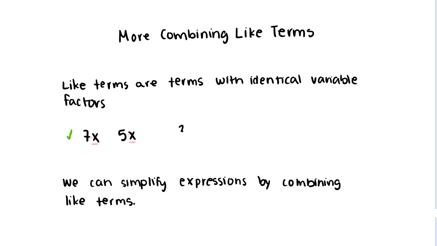Maybe to do a few more, let's look at 3abc and negative 4bac. These are like terms because their variable factors are one copy of the variable a as a factor, one copy of the variable b as a factor, and one copy of the variable c as a factor. And then one non-example is 5u and 6uv. We do see a copy of the variable u as a factor in both of these terms, but in that second term, there's a factor of v that we don't see in the first. So these are examples of non-like terms.